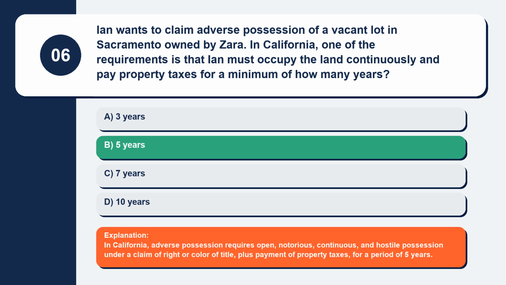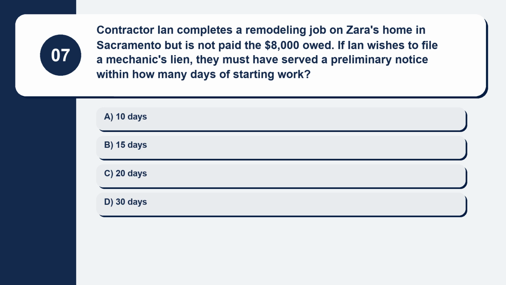Explanation. In California, adverse possession requires open, notorious, continuous, and hostile possession under a claim of right or color of title, plus payment of property taxes, for a period of 5 years. Question 7. Contractor Ian completes a remodeling job on Zara's home in Sacramento but is not paid the $8,000 owed. If Ian wishes to file a mechanic's lien, they must have served a preliminary notice within how many days of starting work? Here are your options.